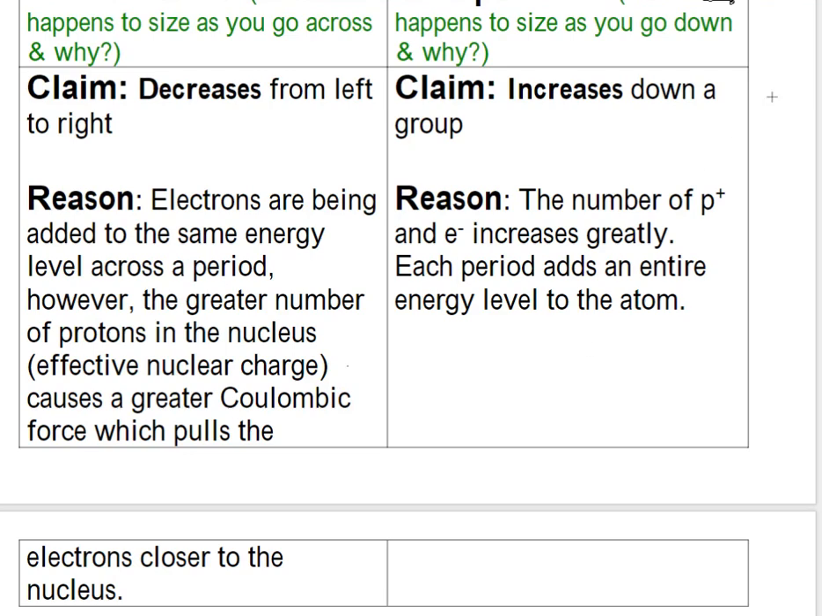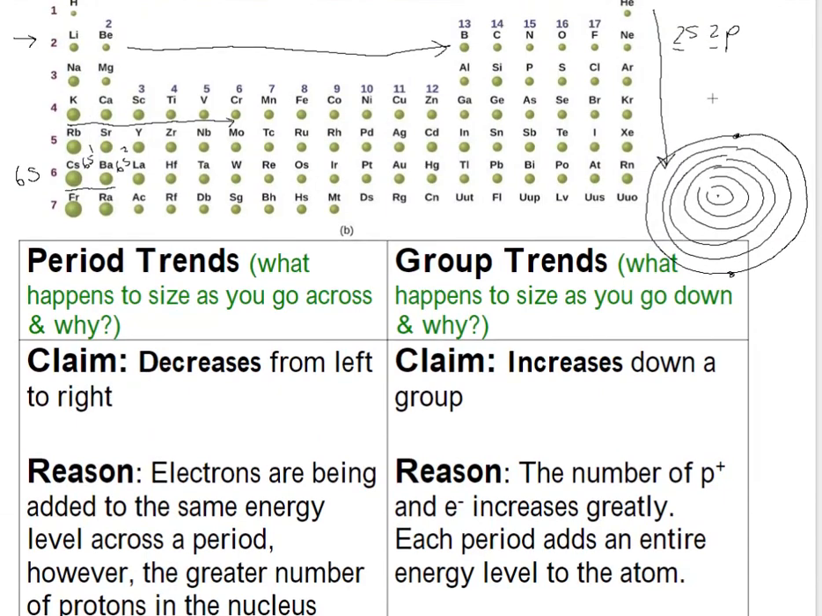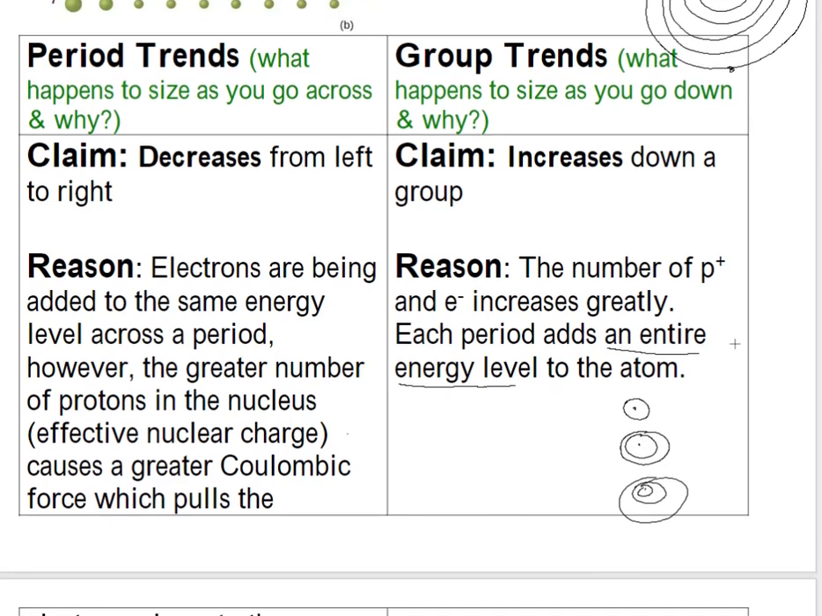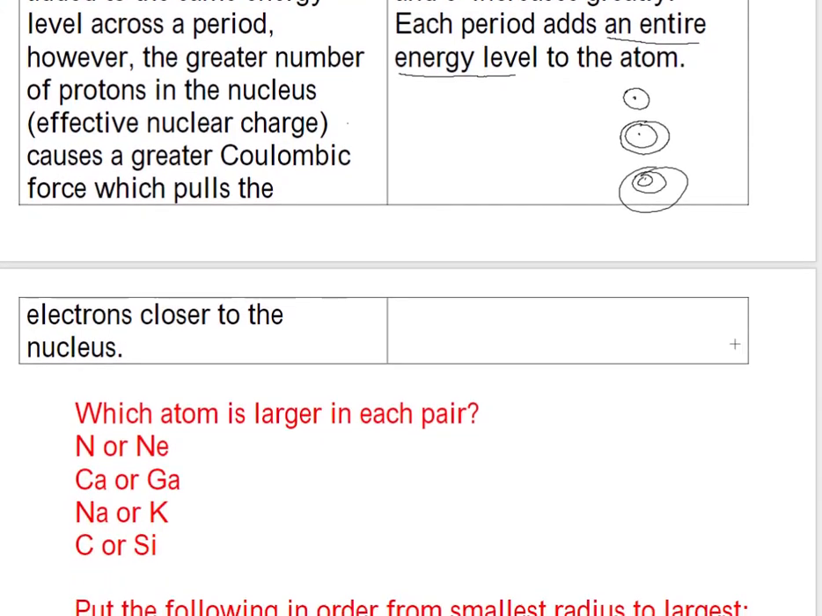Now, going down a group, you guys said that it gets larger going down, and you're correct. Going down each group, the atoms get much bigger. If I compare francium down here to little lithium at the top, you can see it's much bigger. And the reason is, every period that you move down on the periodic table, you're adding an entire energy level to the atom. So hydrogen and helium have 1 energy level. Lithium has 2 energy levels. And then if I go down, we're going to have 3 energy levels. So as you go down, you're adding a whole energy level to the atom, and that's why they get bigger going down the group.